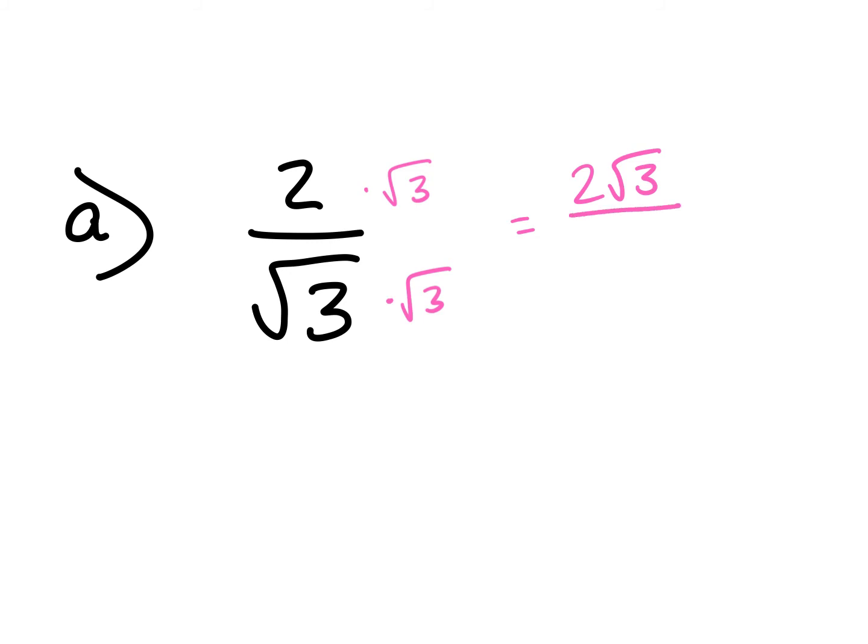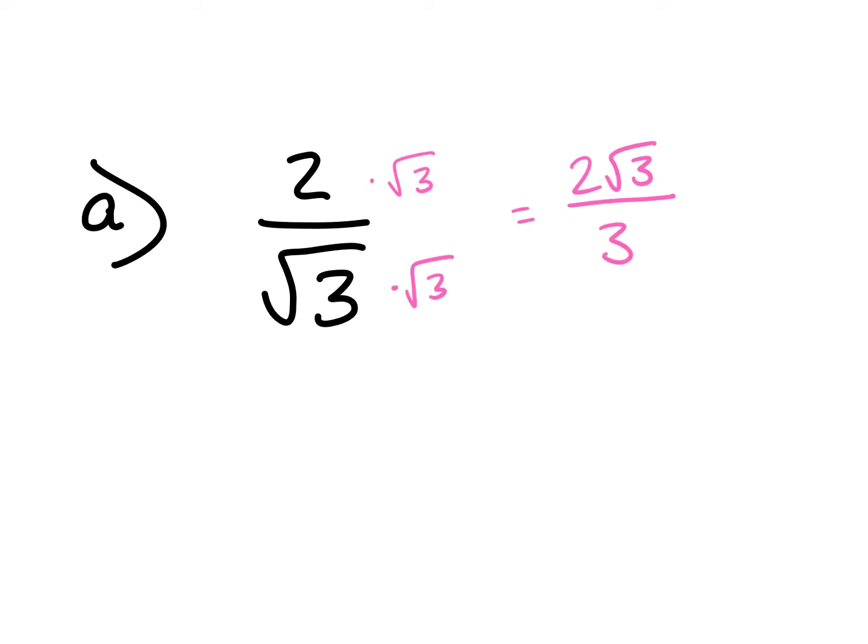What is square root 3 times square root 3? 3. Remember, when we multiply a radical times the same thing, it turns into the whole number of that. Can I simplify anything else here? No. So my answer is 2 square root 3 over 3. We cannot divide into a radical with a whole number, so I can't simplify anything else here.